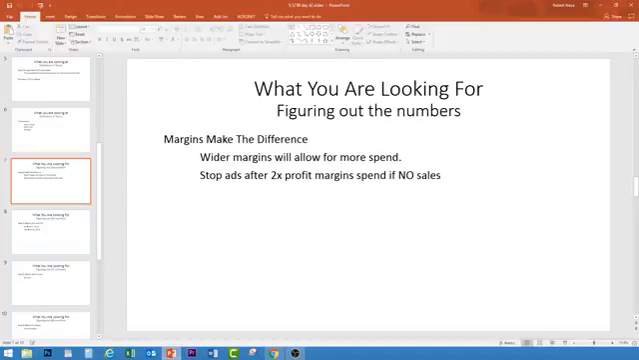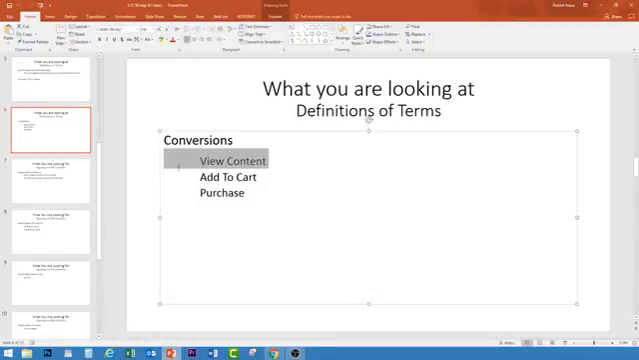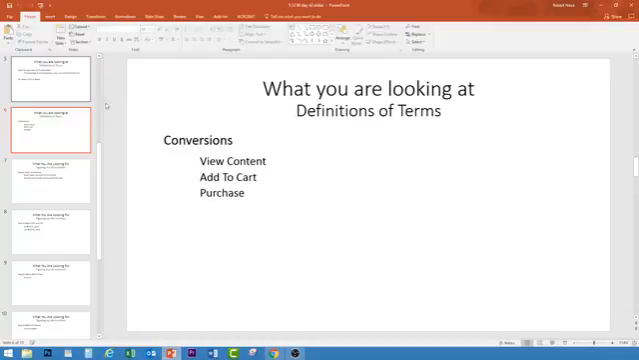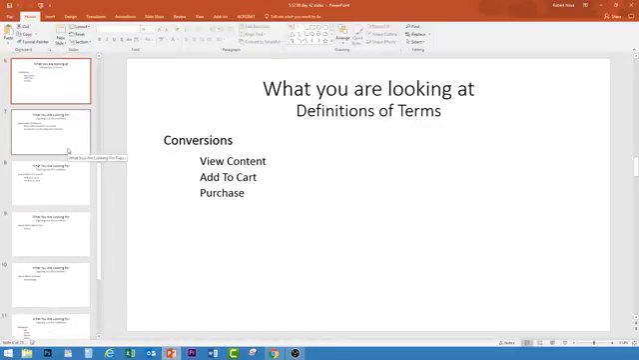Okay, so the wider the margins, the more you could spend, but the margins ultimately make the difference on what your view contents, add to carts, and purchases should be costing. I don't really pay attention to the cost of these too much, but I will show you guys some numbers on them. What I typically pay attention to is my link costs, or excuse me, my click costs and my purchase costs. But I'm going to show you guys all of them, I think, just so you could understand a little bit. Remember, I just want you to understand the first layer of this stuff right now.